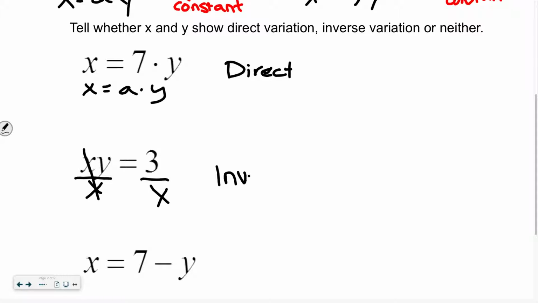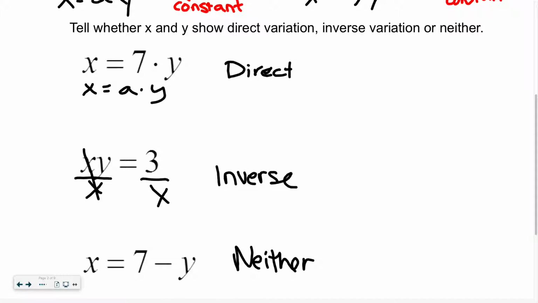So you might have to do a little bit of algebraic manipulation if you're unsure if it's direct or inverse. And then the last one, x equals 7 minus y? Neither. I didn't give you any kind of rule for plus or minus. So we're not even really looking at linear functions that have a slope and a y-intercept. We're never going to have a plus or minus in it. It's going to be so simple.